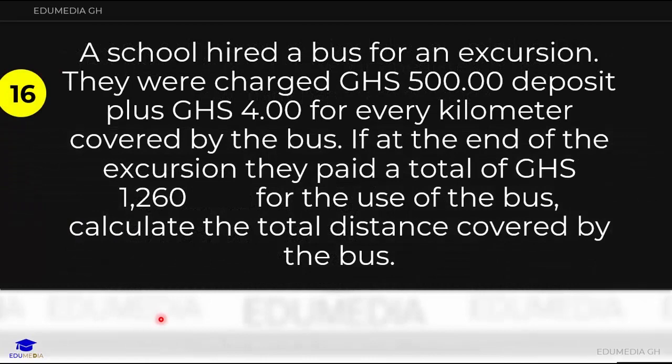Question number 16. A school hired a bus for an excursion. They were charged 500 cedis deposit plus 4 cedis for every kilometer covered by the bus. If at the end of the excursion they paid a total of 1,260 Ghana cedis for the use of the bus, calculate the total distance covered by the bus.